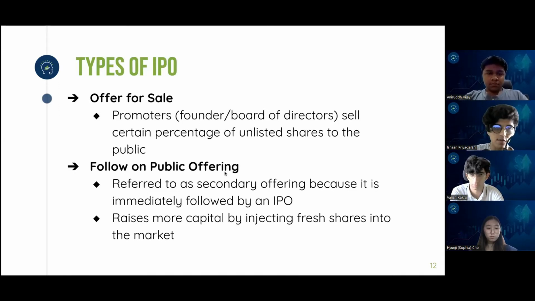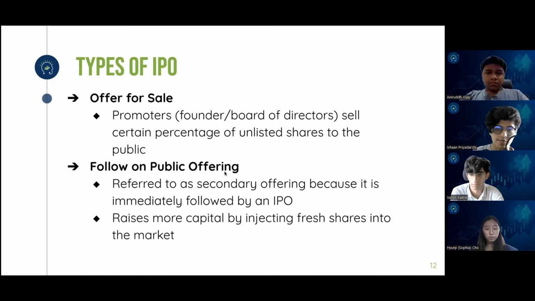The third type is the offer for sale IPO. The offer for sale is a mechanism that allows promoters, like the founder or board of directors of the company, to reduce their own personal holdings in a listed company transparently. These shares sold by the promoters are offered for sale directly to the public through a bidding process. An OFS, offer for sale, is often considered a type of IPO because the promoters' shares are privately held, as in not listed on the stock exchange. By selling these personal shares to the public, they are making the shares become public, thereby putting fresh shares into the market.